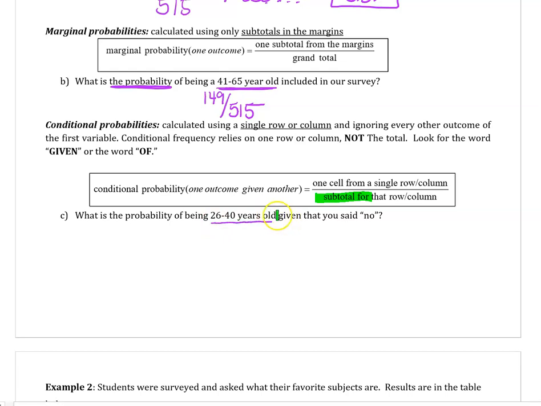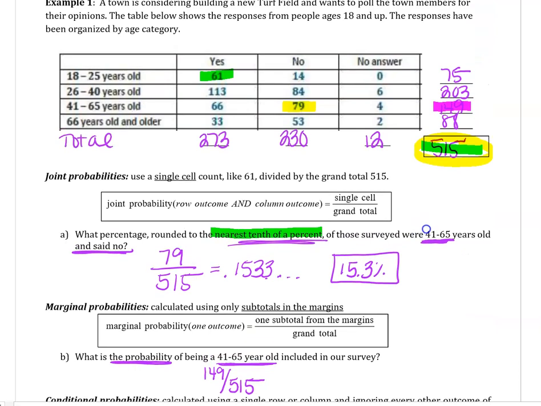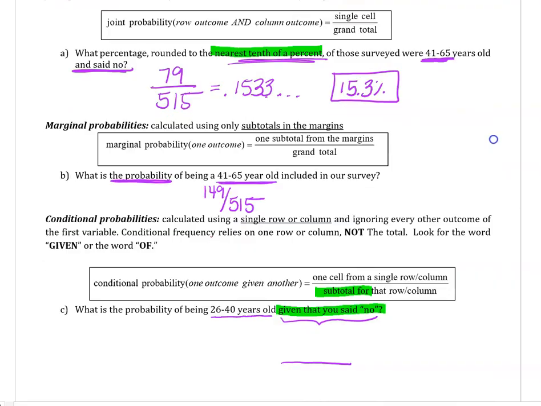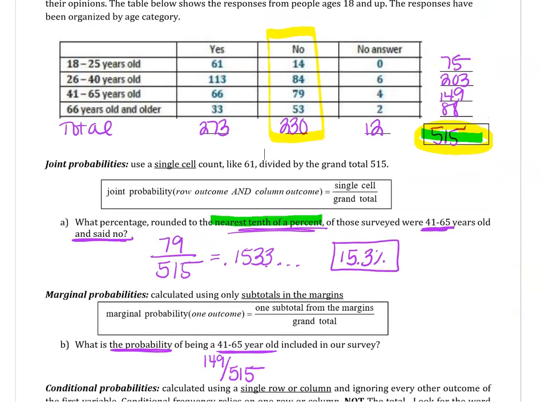Now here's what gets important. Given that you said no. Okay? So this is the part that you're paying attention to. That's your denominator. So given you said no. Let's come back up here. Clear out some of these. Given you said no, that's 230 people. Given you said no, who was 26 to 40? 84 of them. So you're ignoring the yes column, you're just solely looking at the given you said no. So of you 230 people, 84 of you were 26 to 40 years old.